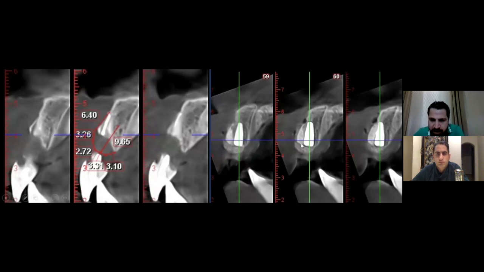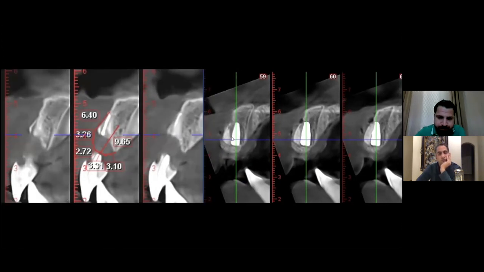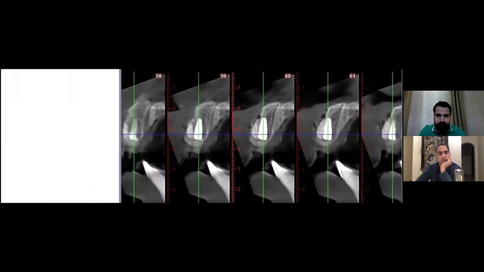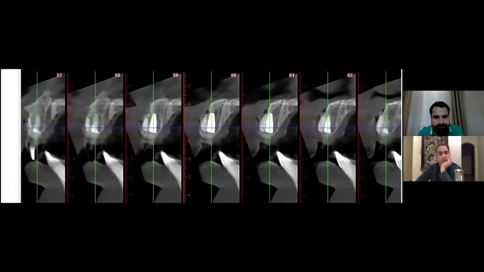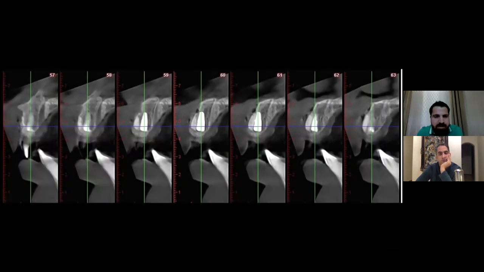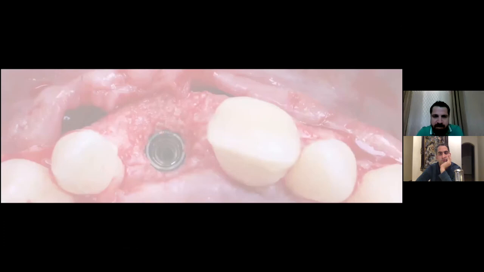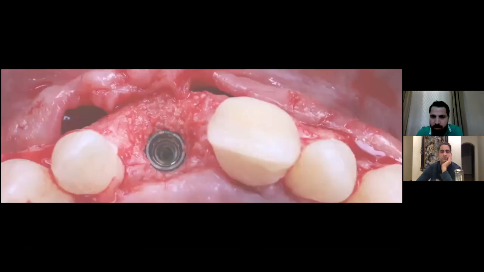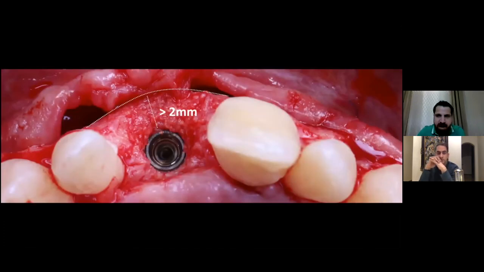And if you see here, this is my baby bone graft over my implant. And here, this is the bone that we've built. This is the full cuts. And this is my implant. I have more than 2 millimeter on the buccal bone, so I'm on the safe side.